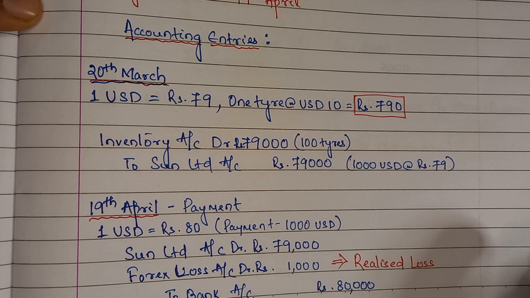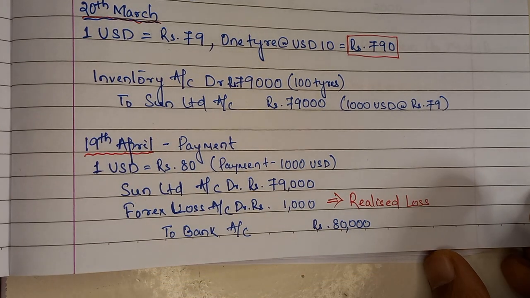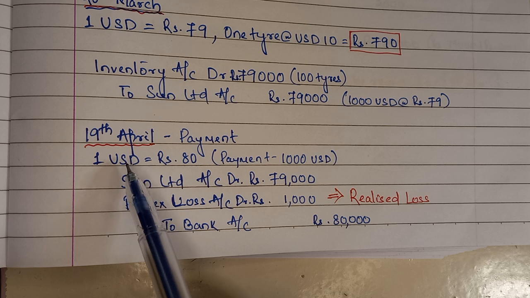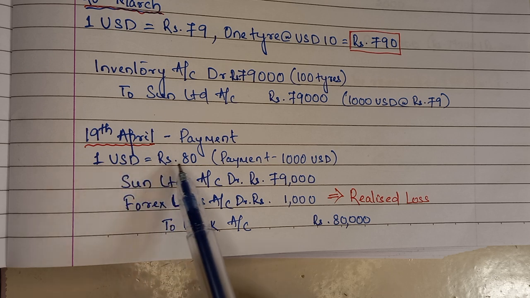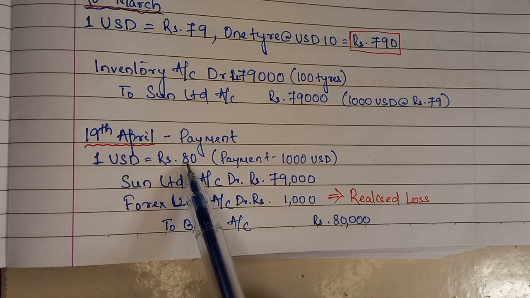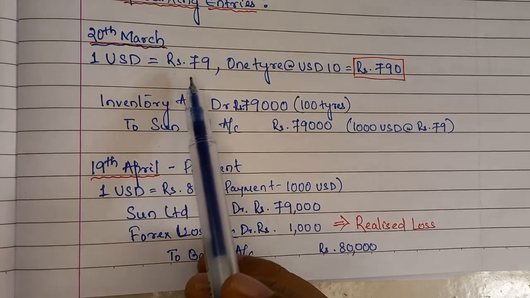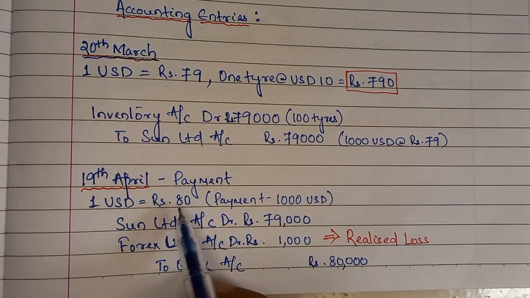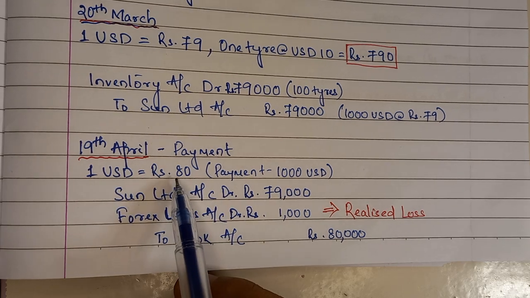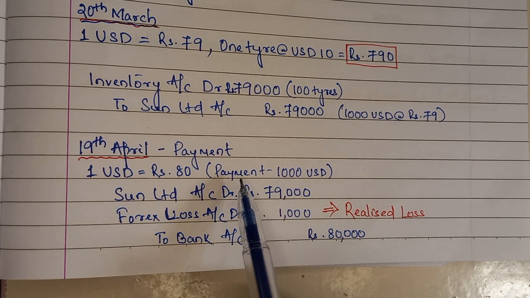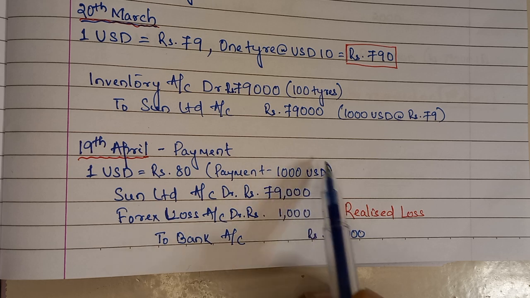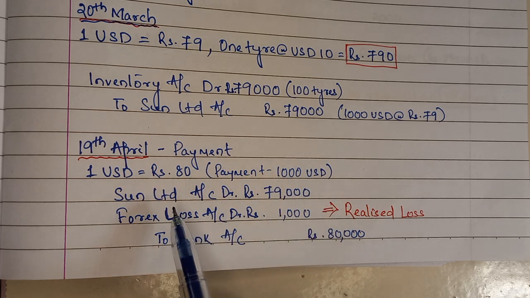Now after the payment terms, when you're going to make the payment, for example, on that day, 1 USD is 80 rupees. So what is happening here? In the previous entry, the rate was 79 rupees, but after 1 month, the exchange rate has increased by 1 rupee. So for payment, for 100 tires, we are going to pay $1,000. So what is the entry we are going to post?